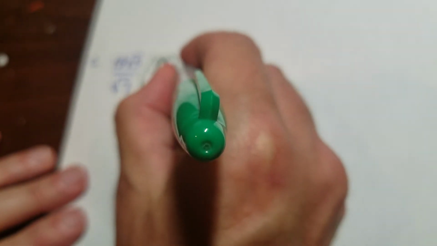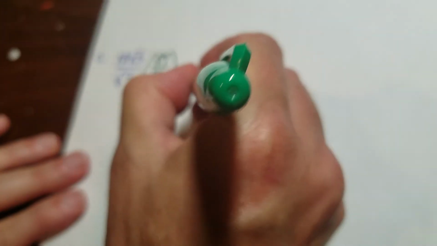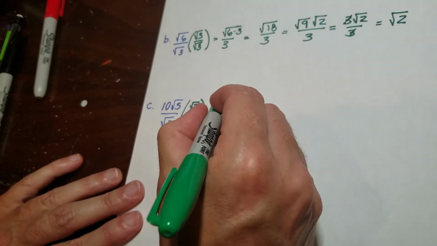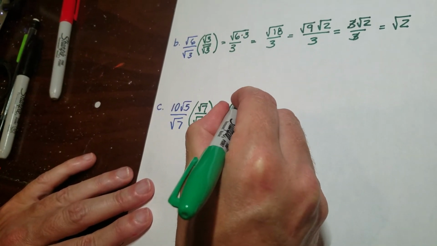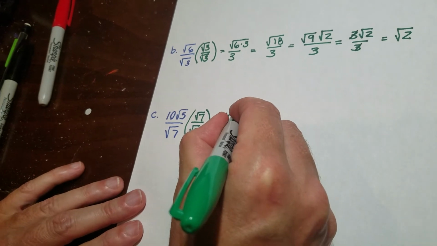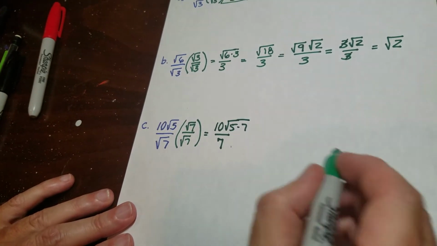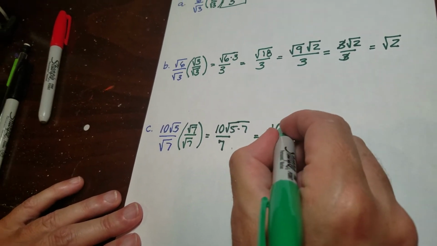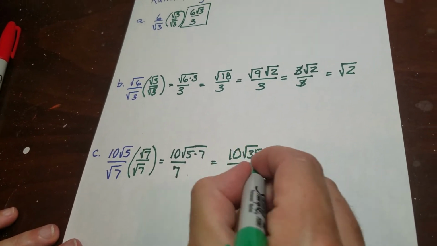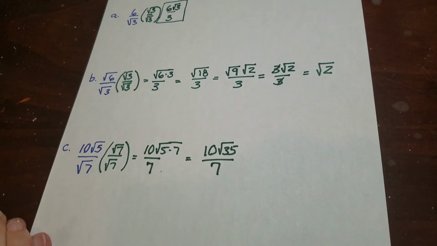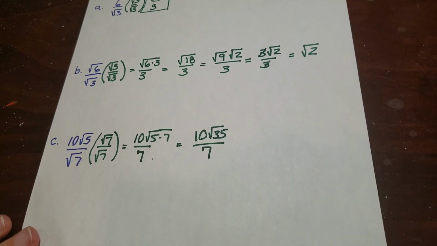And that's going to give us a 7 down here. And then up here, I've got a 10 root 5 times 7, because they're both inside the radicals. So that's 10 root 35. So that one actually was probably easier than B.